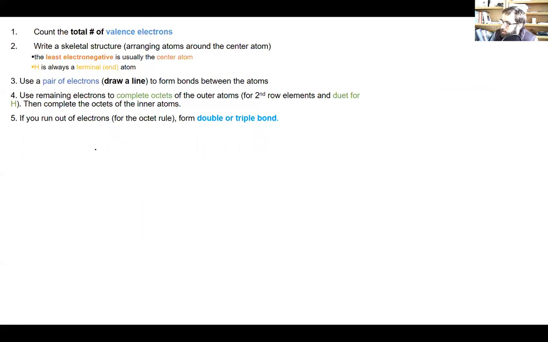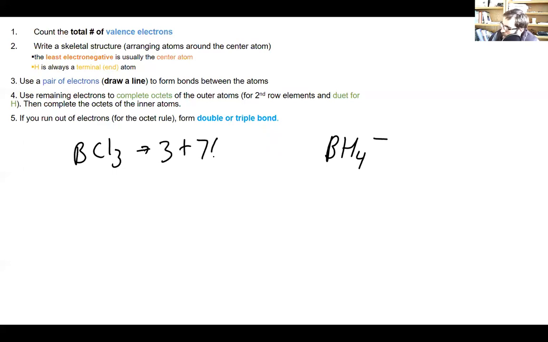All right, let's do some more examples. I want to do boron trichloride and also BH4 minus together. Okay, so let's do valence electron counts for both of these. Boron is 3, right? And chlorine is 7. It's a halogen. There's 3 of them. That's going to be 24 valence electrons.